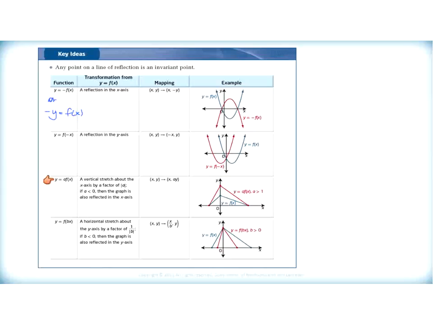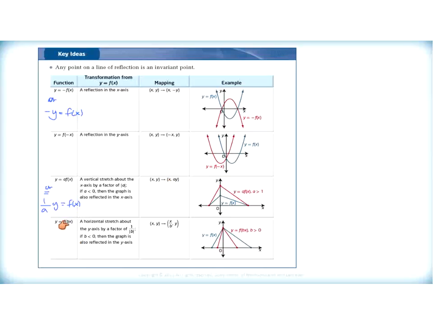We also looked at stretches. We looked at y equals a times f of x, or another way you may see it written is y over a equals f of x, same thing. This results in a vertical stretch of a. We know if a is less than 0, then the graph is also reflected in the x-axis. The mapping rule is simply (x, y) maps to (x, ay).